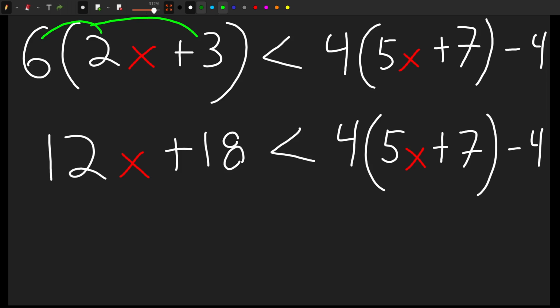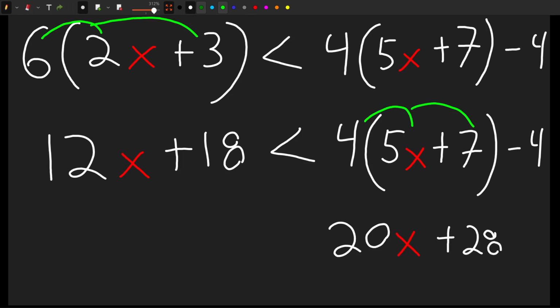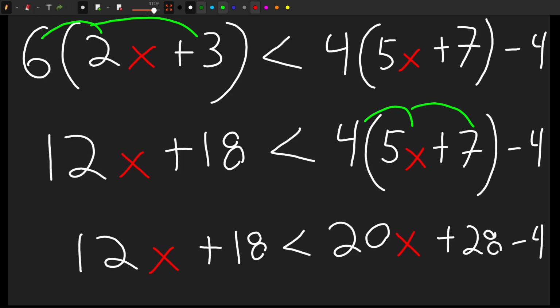Okay. Now that I've simplified the left-hand side, I'm going to simplify the right-hand side. So I'm going to distribute the 4 across. I'm going to get 20x plus 28 minus 4. And then I'm going to carry down what I have on the other side.